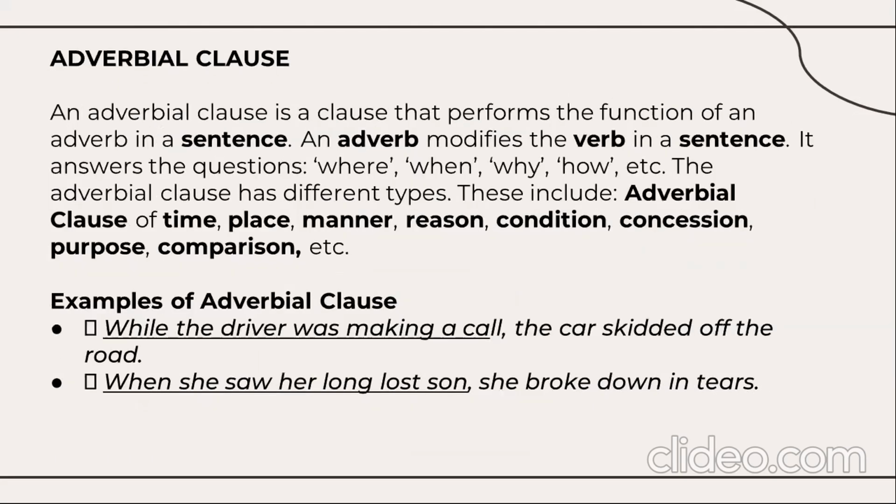Next, we have the adverbial clause. An adverbial clause is a clause that performs the function of an adverb in a sentence. Now, what is an adverb? An adverb modifies the verb in a sentence. It answers questions like what, where, when, why, whose, whom, etc. All the W questions. The adverbial clause has so many types. Example: adverbial clause of time, place, manner, reason, condition, concession, purpose, comparison.